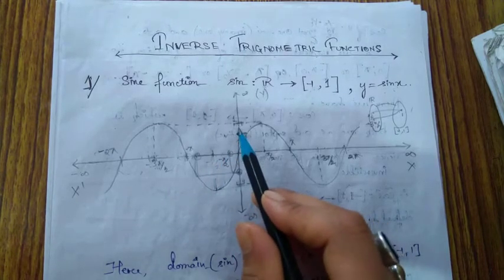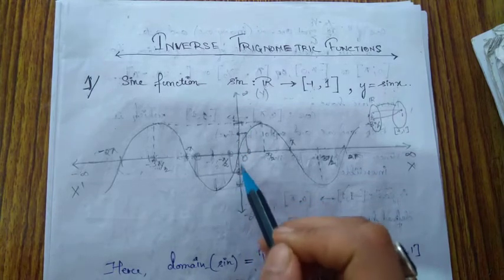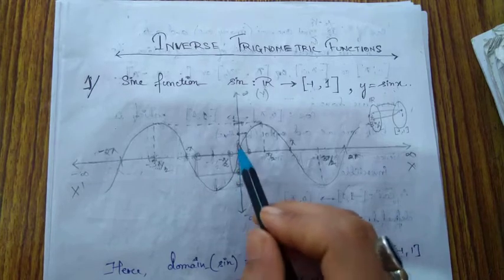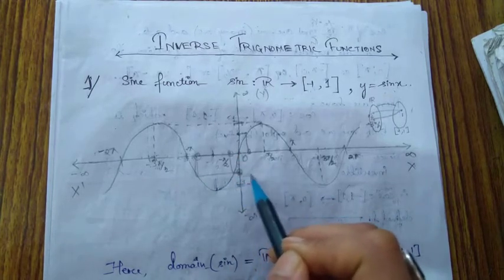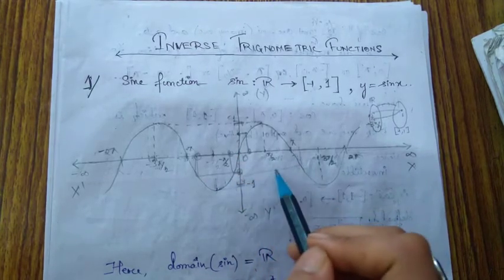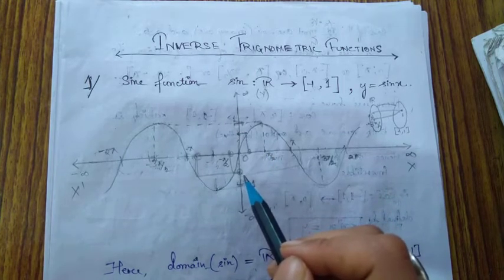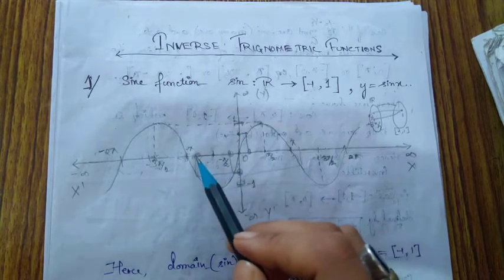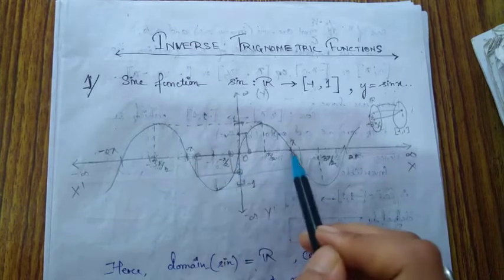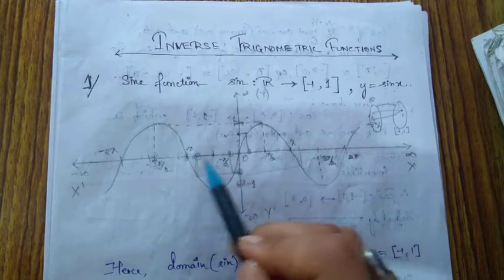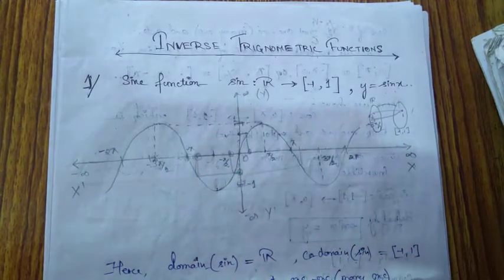So what we have seen is that every element in the codomain will have a preimage, at least one preimage. So this function sin x is onto but not 1-1. It is many-1 because more than one element has the same image.